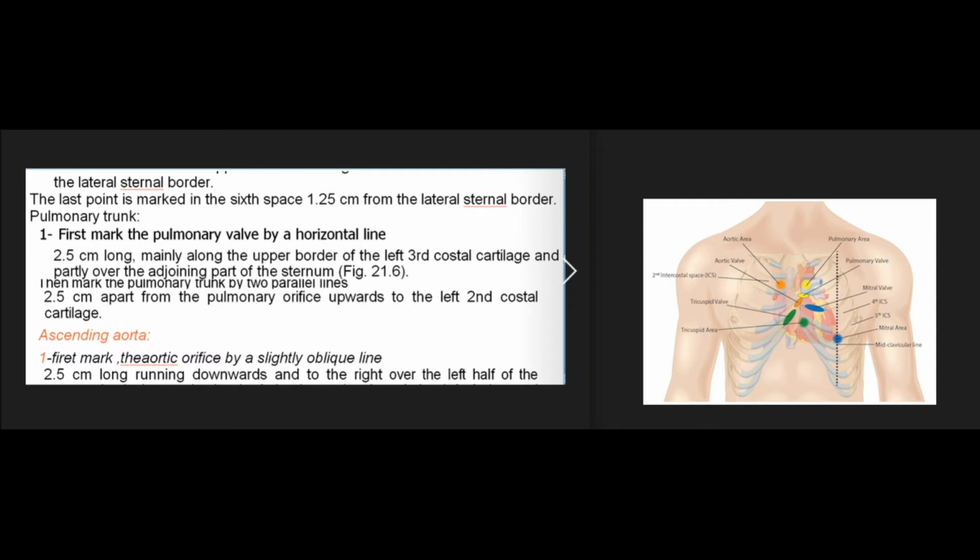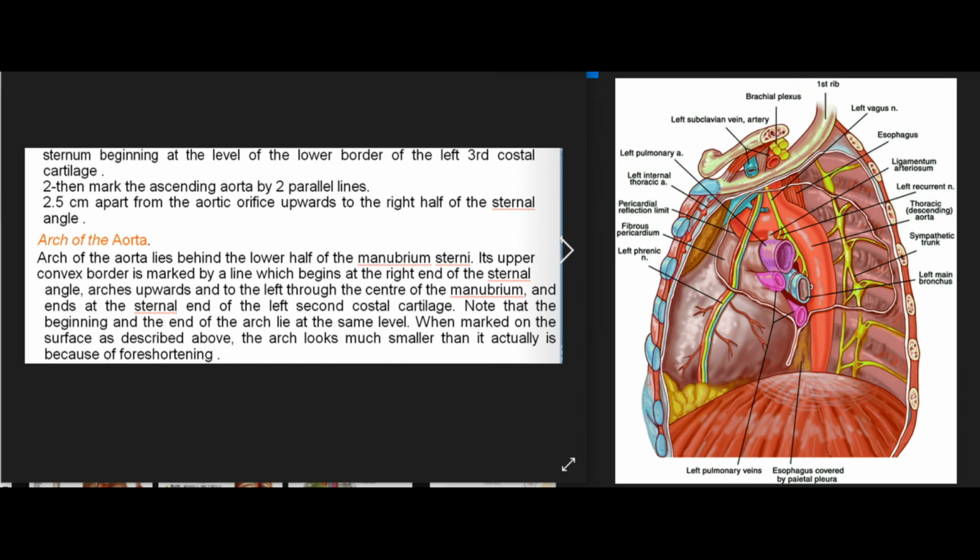1. First mark the aortic orifice by a slightly oblique line 2.5 cm long running downwards and to the right over the left half of the sternum beginning at the level of the lower border of the left third costal cartilage. 2. Then mark the ascending aorta by 2 parallel lines 2.5 cm apart from the aortic orifice upwards to the right half of the sternal angle.